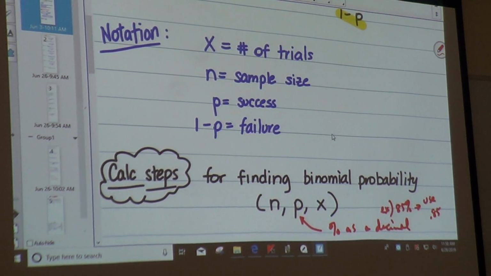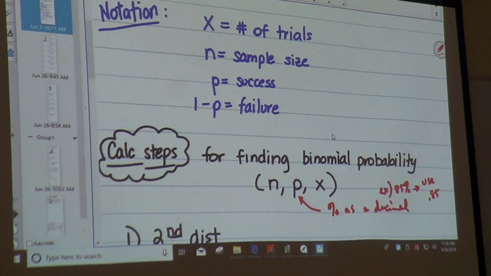NPX. A, B, C, D, E, F, G, H, I, J, K, L, M, N, O, P. They're in alphabetical order. That's another way we can remember it. ABC order. We haven't got to the memorization part yet.